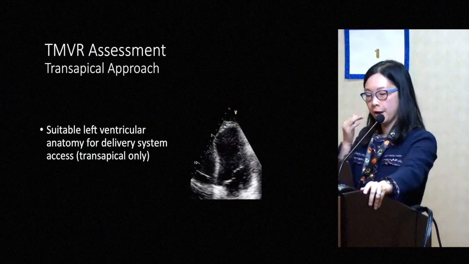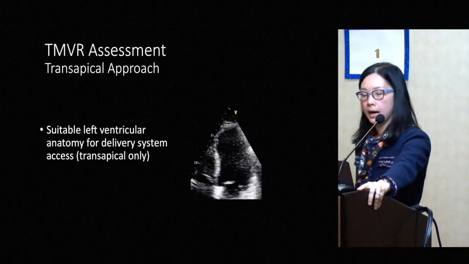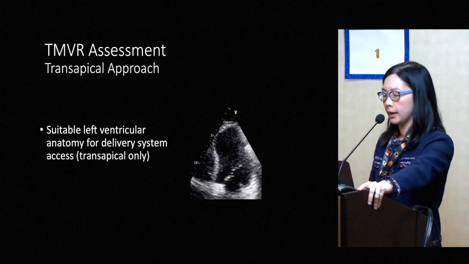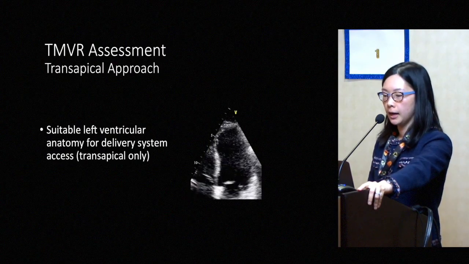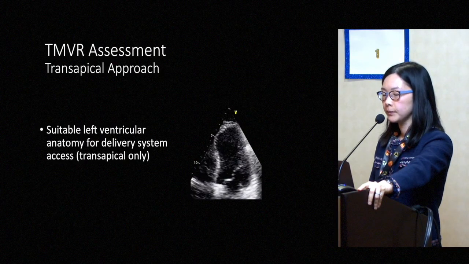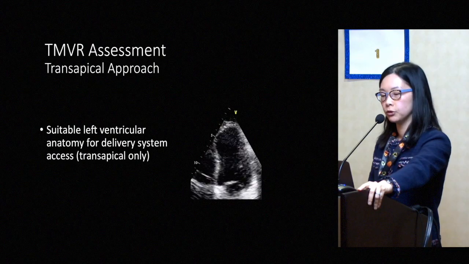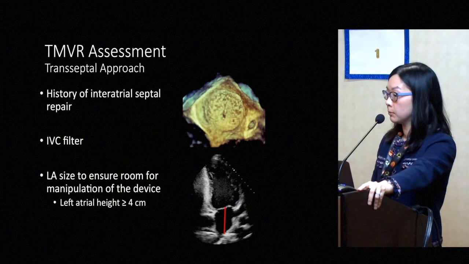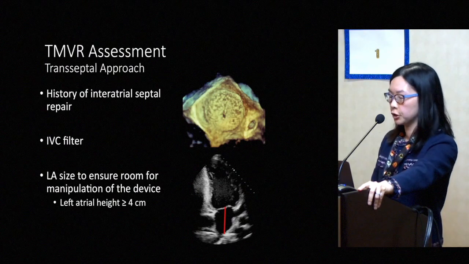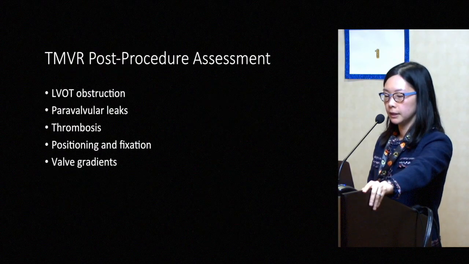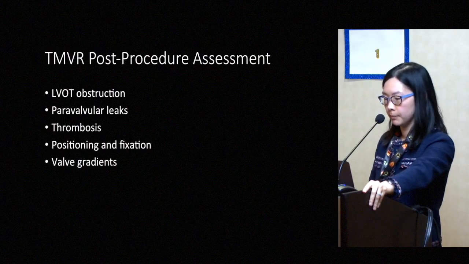Finally, as I get to the end, other things you want to look for, whether on MRI or echo, is suitability if you're going through the transapical approach, the LV apex, and if you're looking at the transseptal approach, you want to look at the interatrial septum. You also want to make sure, since a lot of these devices are very big and bulky, that your left atrium is quite large and you have enough room. There are lots of things to assess after the procedure, usually done by echo.